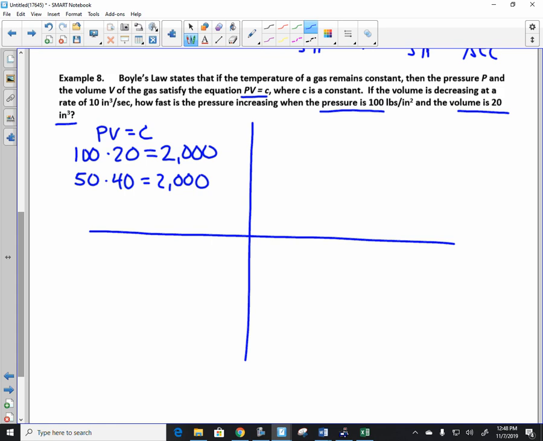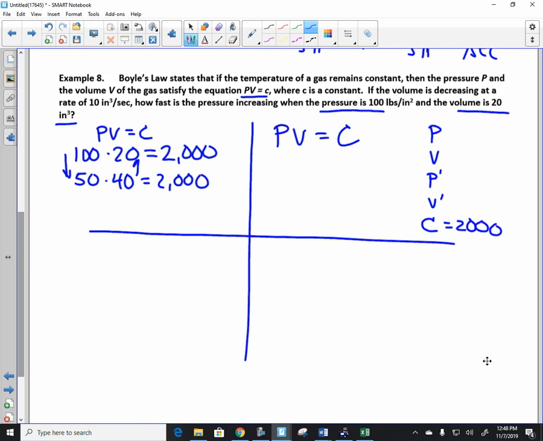I just modeled what's happening. As the pressure goes down, the volume goes up. So I have an understanding of the problem. P times V is equal to C. Tell me, what's changing in the problem? Is pressure changing? Yes. Is volume changing? Yes. Is the constant changing? No. So we have things like P, V, P prime, V prime. We have C. You know, C is 2000.